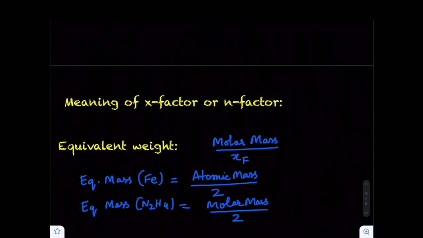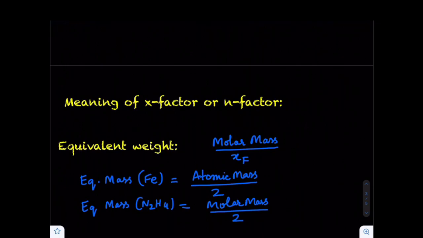So what is the meaning of equivalent mass? Equivalent mass is the mass corresponding to 1 Faraday charge. 1 Faraday charge is the charge on 1 mole of electron. So when we are saying that X factor of iron is 2, means when 1 mole of iron is oxidized to ferrous hydroxide, it is losing 2 moles of electron. So corresponding to 1 mole of electron, what is the mass of iron involved? That is atomic mass divided by 2. 56 divided by 2, 28 gram is involved for 1 Faraday charge.